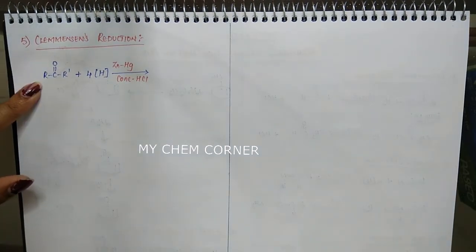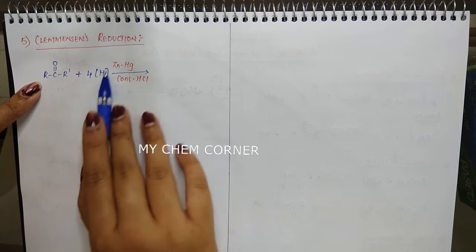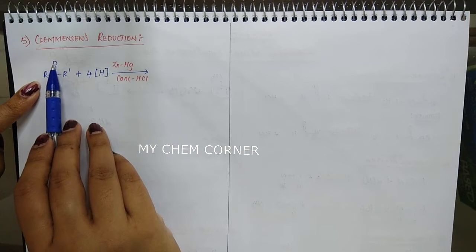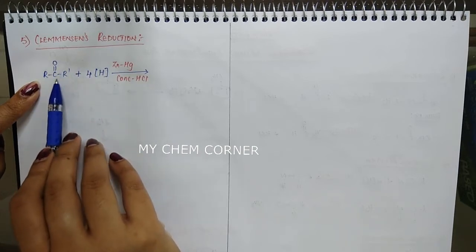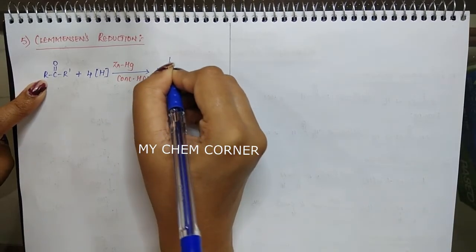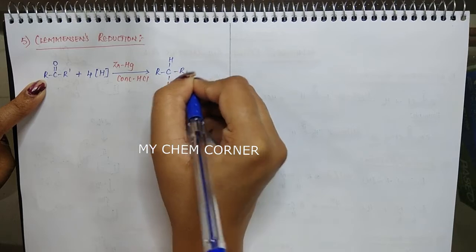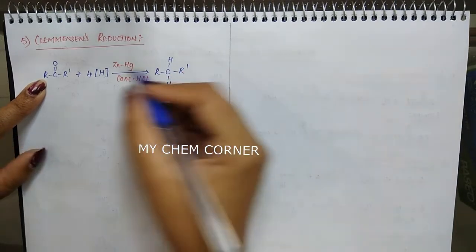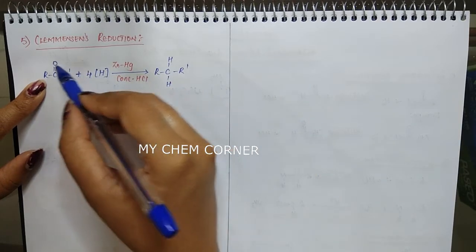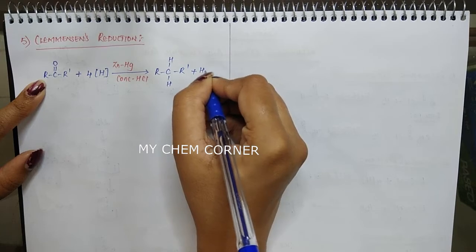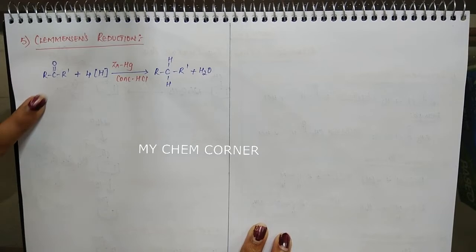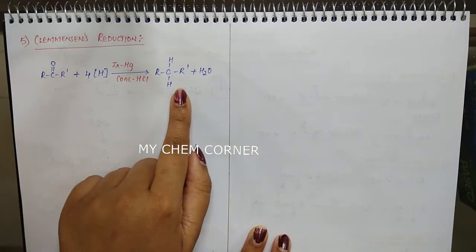Now here what we are going to do is, of the 4 hydrogens, two of them are going to remove this oxygen. When the oxygen goes out, since you have a double bond, it is going to be occupied by two hydrogens. So R, C, one hydrogen, and an R dash. Instead of a double bond oxygen, I have two hydrogens. But what about the other two hydrogens? That is going to be bonded with oxygen to form a water molecule. So here it is a reduction of an aldehyde or a ketone to form a hydrocarbon.